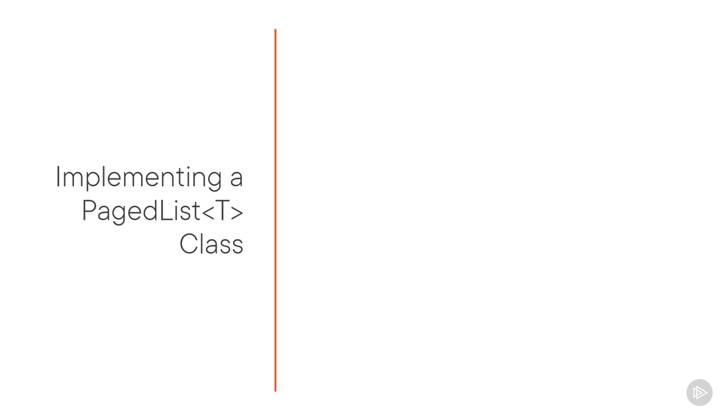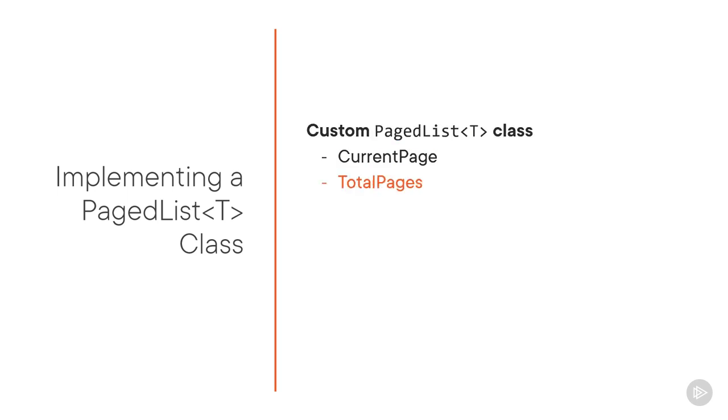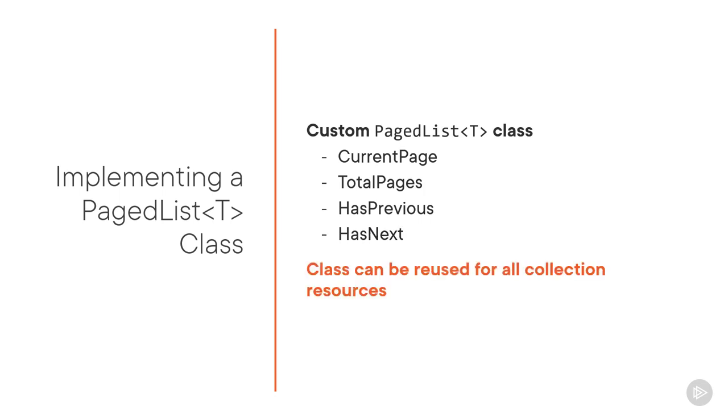So, in the next two demos, we will do two things. We're going to create a new class, a PagedList of T, which will hold the current page, total pages, has previous and has next properties. We don't have to do that, but by doing so, we can reuse that class for other collection resources, like the courses. As we know, it's best practice to page all collection resources by default to avoid an unintended negative impact on performance. And this class will make that easier.